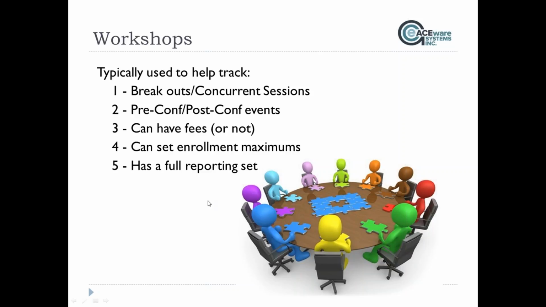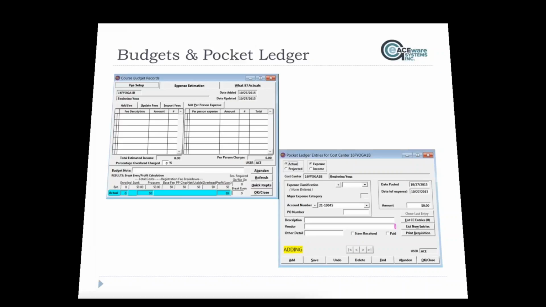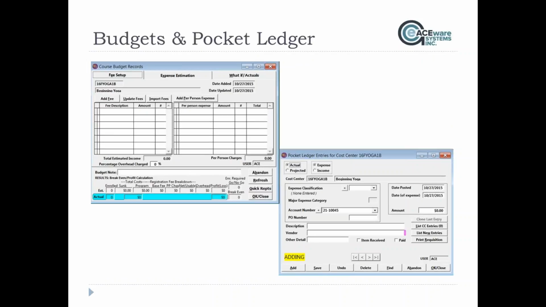And right now, as we're beginning to see weather warm up and people are thinking about summer already, workshops are great ways if you're trying to do summer kids enrichment programs with multiple tracks in a given day. It's a great way to track which kids are in the archery at 10 versus pottery versus the CSI class. So, budgets and pocket ledger, again, tools that have been around a while.